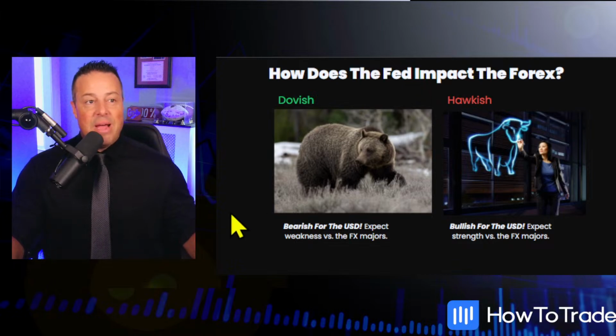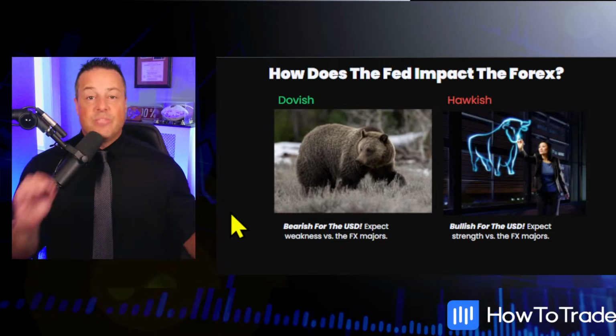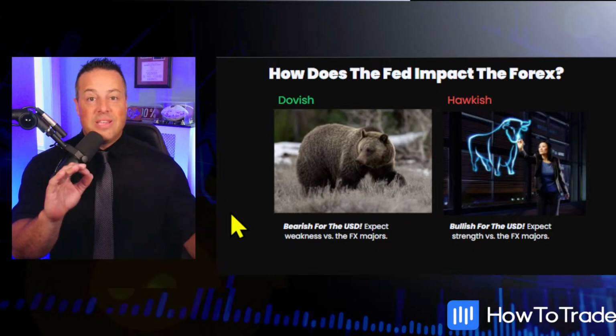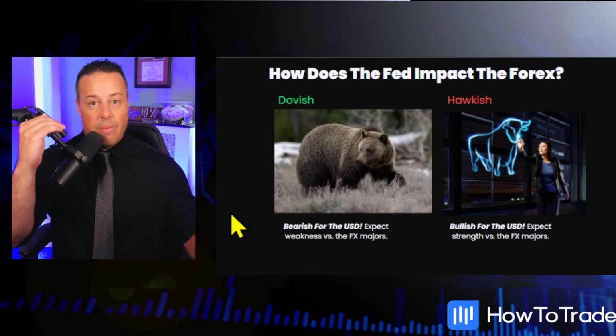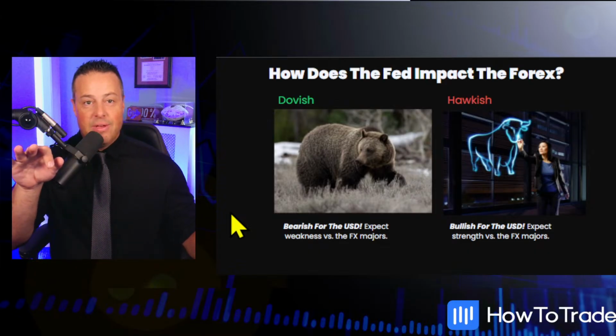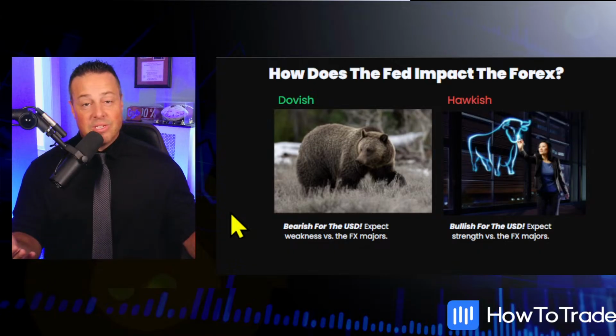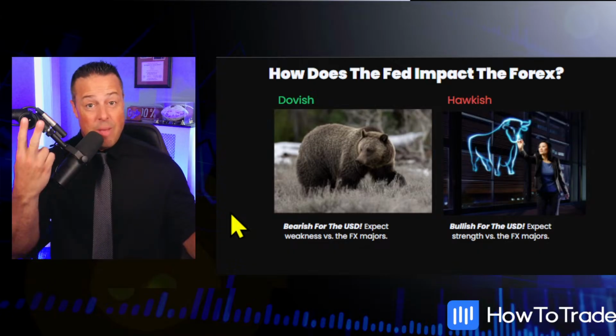How does the Fed impact the Forex? If they're dovish, it's bearish for the USD. That means they're thinking about cutting rates. They're thinking about devaluing the USD to kickstart or sustain economic growth. All right? Means the USD goes down, risk assets and commodities go up.